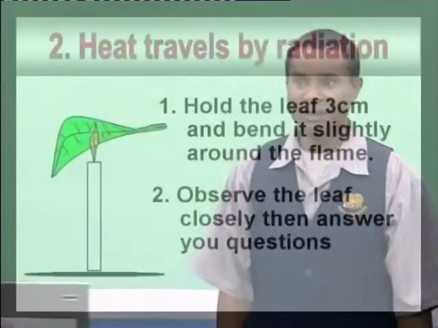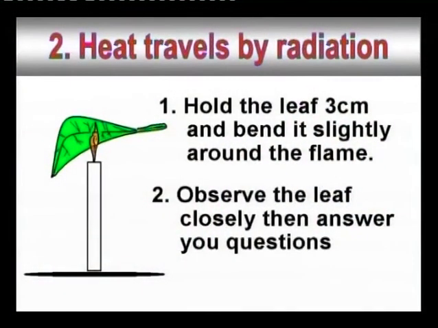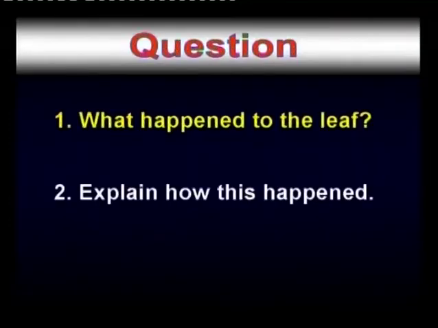Very good. Thank you, Evelyn and Isaac, for your answers. Second activity, question 2. Second activity is heat by radiation. Our question is, what happened to the leaf? And explain how this happened. Michaelin, thank you.